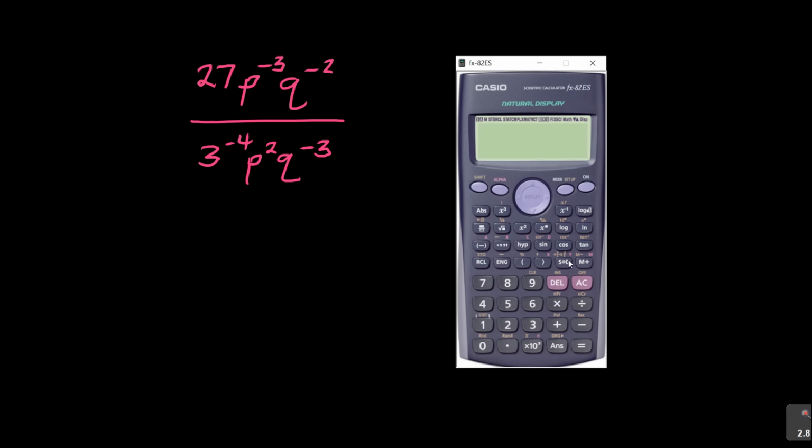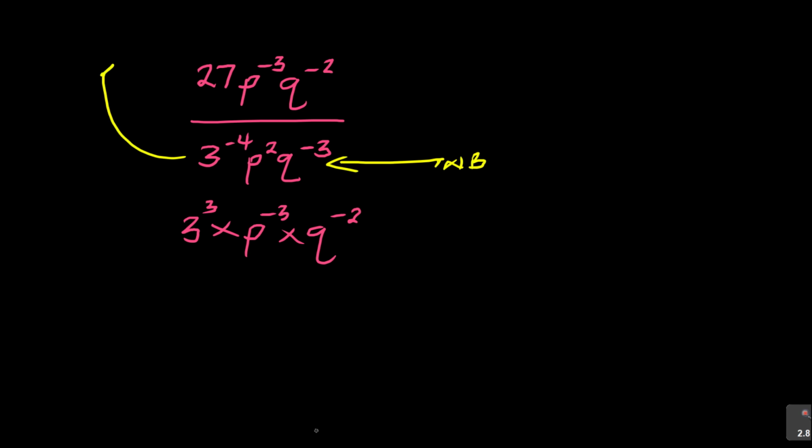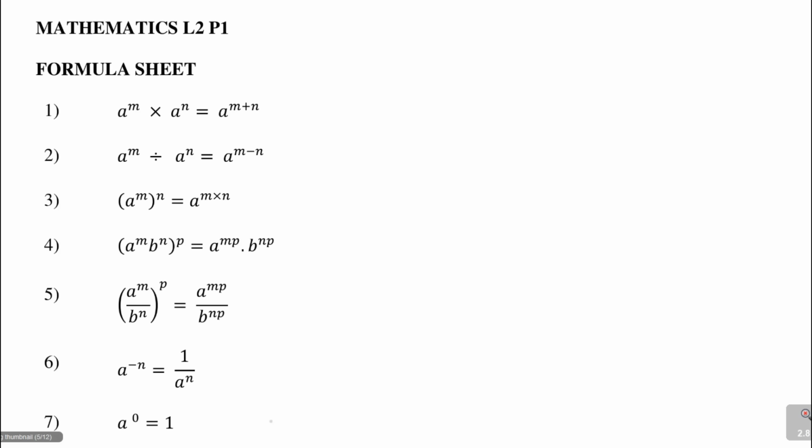But what do you do if you have a calculator that is latest? You're going to say 27 equal to, then you press shift, then there is this button here. It will say FACT. If you press it, it will give you 3 to the power of 3. So already on top, you're going to have 3 to the power of 3, then times p to the power of negative 3 times q to the power of negative 2. Now at the bottom, I want you to take note here. I want to take everything at the bottom to the top. And I'm going to use which law? I'll show you the law that I'm going to use. It is law number 6. Is it law number 6?